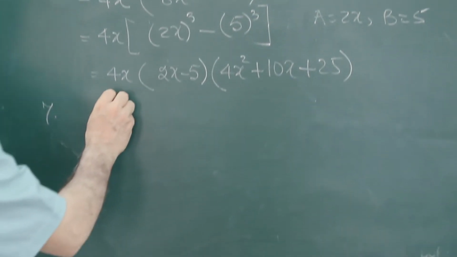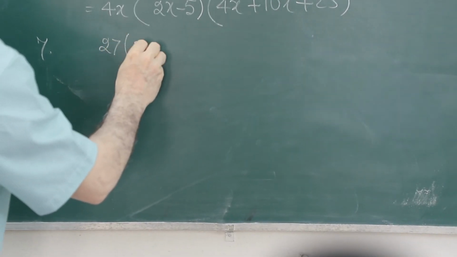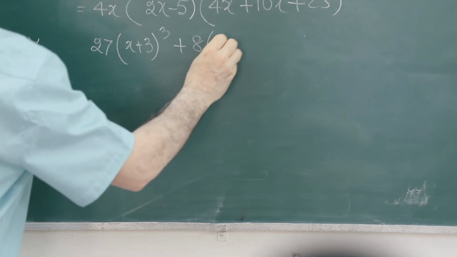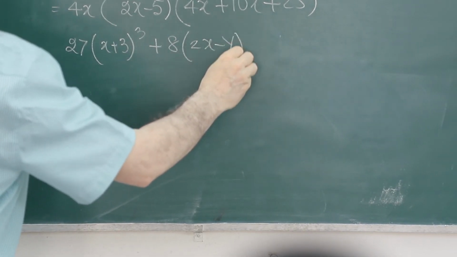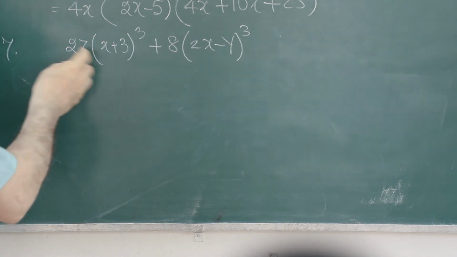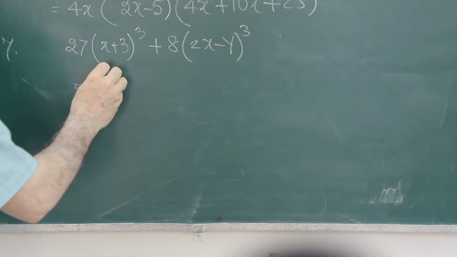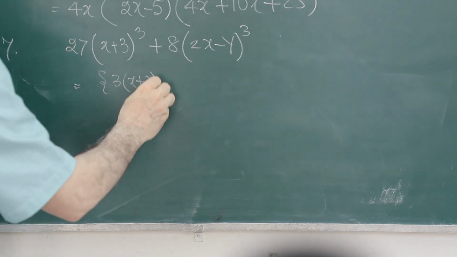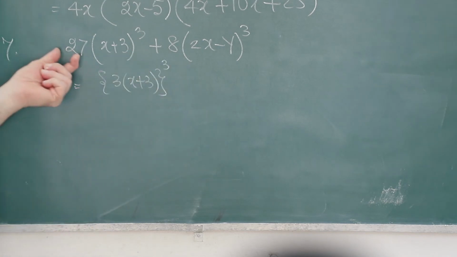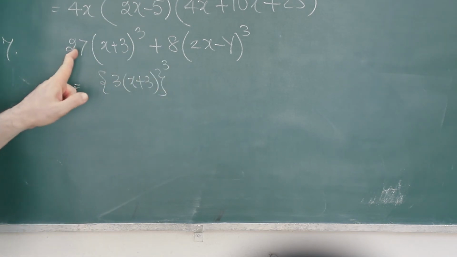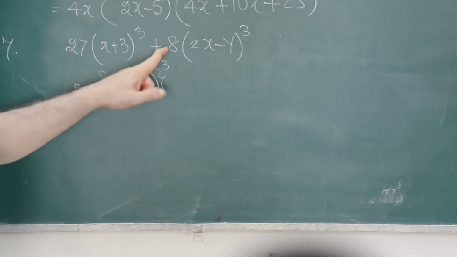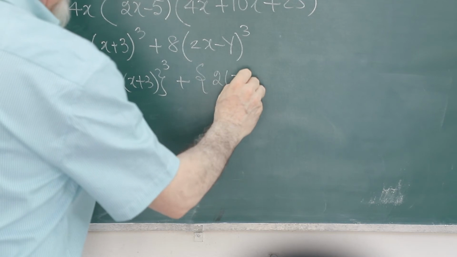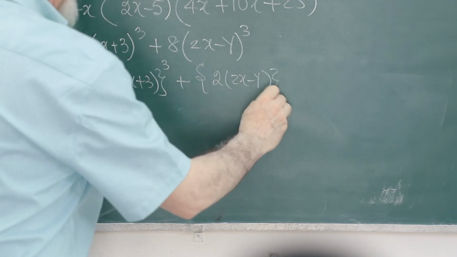Question number 7 is 27 times x plus 3 to the power 3 plus 8 times 2x minus y to the power 3. 27 I can write as 3 times x plus 3 to the power 3, since 27 is the cube of 3. So I have written it as 3 into x plus 3 to the power 3. Similarly, this can be written as 2 into 2x minus y to the power 3.